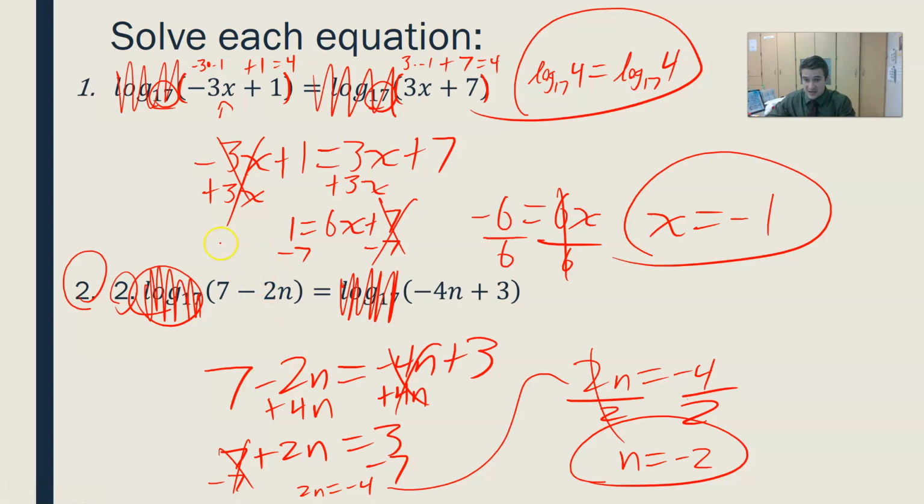So if I plug negative 2 back in for n here, I get 7 minus 2 times negative 2. And on this side, I get negative 4 times negative 2 plus 3. Negative 2 times negative 2 is a positive 4. 7 plus 4 is 11. Negative 4 times negative 2 is positive 8, plus 3 is 11. So indeed, I get log base 17 of 11 equals log base 17 of 11, which is true.